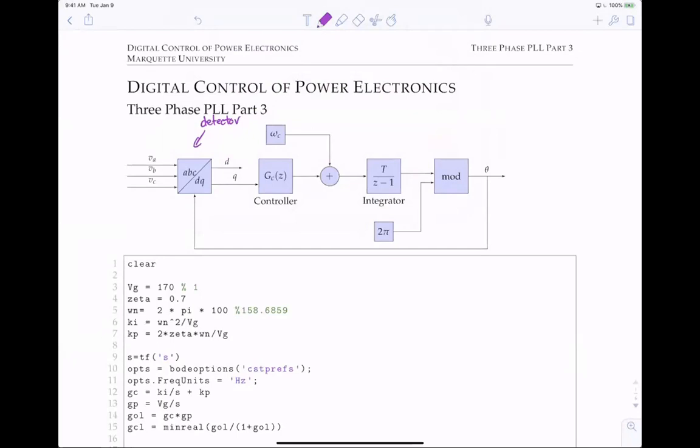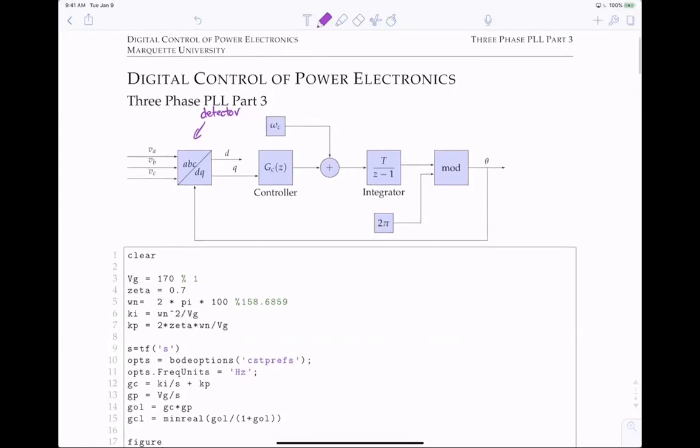The great thing is you're going to need this anyways, generally, when you're in a three-phase application, because not only do you need it for the PLL, but you're going to need it to convert, for instance, the voltages, so you know what the magnitudes are. If you're doing power control, you need the voltage and the current, and then you can control power, etc. So it serves dual purpose here. Anyways, that's our detector.